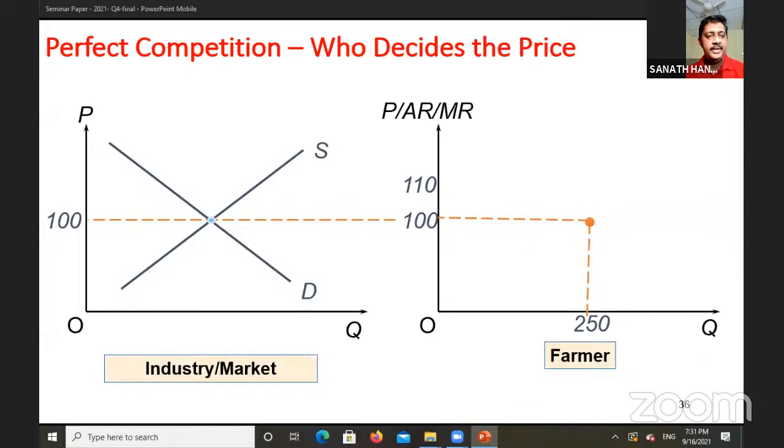So who will buy the product from this farmer? No one will buy. Because in perfect competition, we know that consumers have perfect knowledge. Consumers know everything.